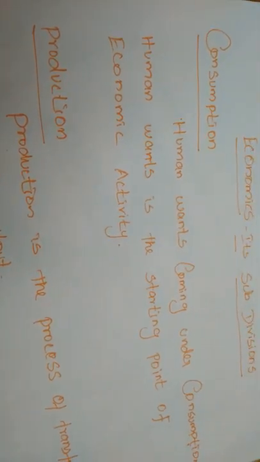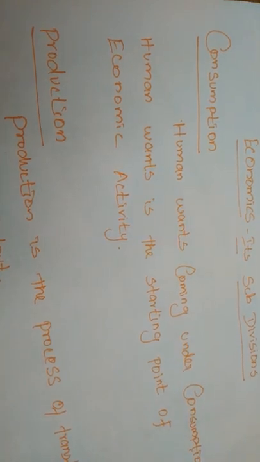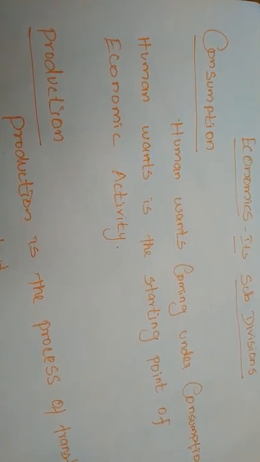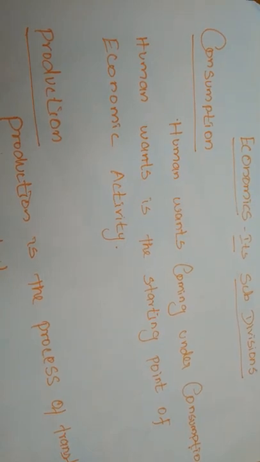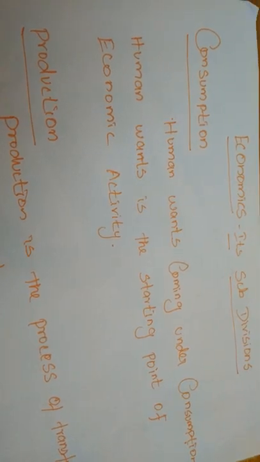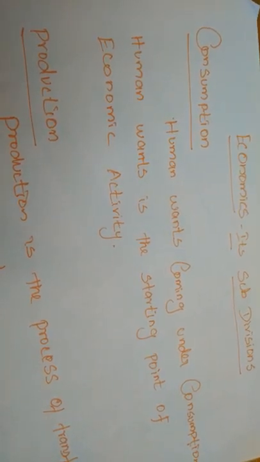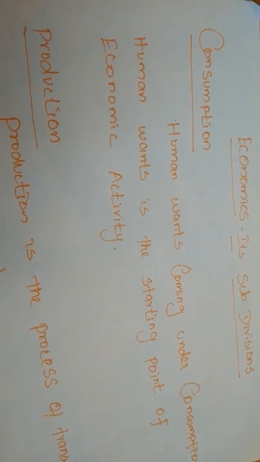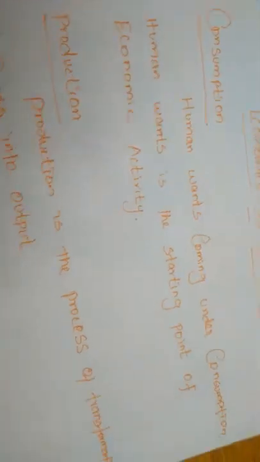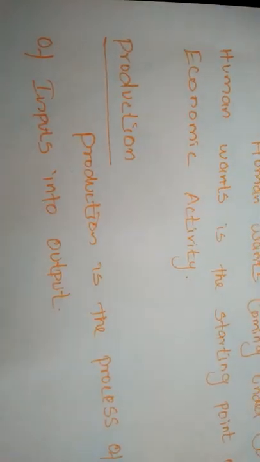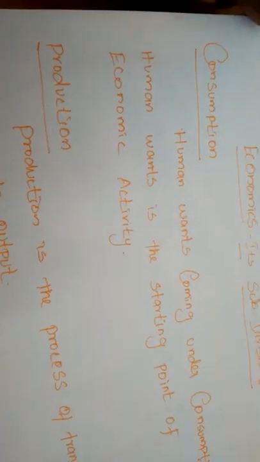So in this chapter, we will study human activity, the characteristics of human wants, diminishing marginal utility, and consumer surplus. Everything will be considered. We will study human activities and some human behavior.